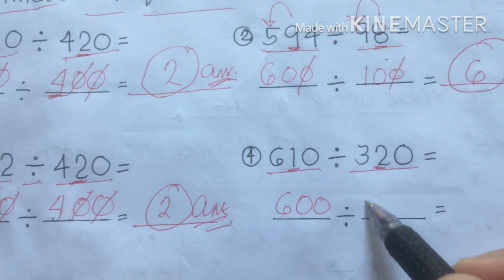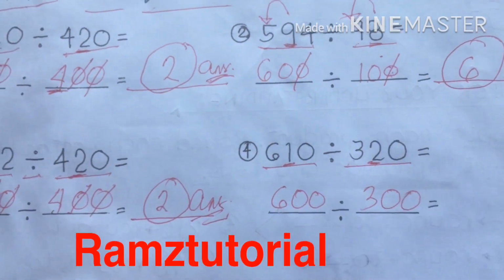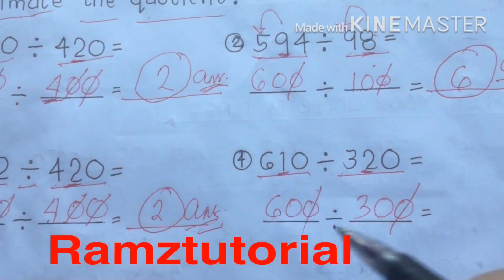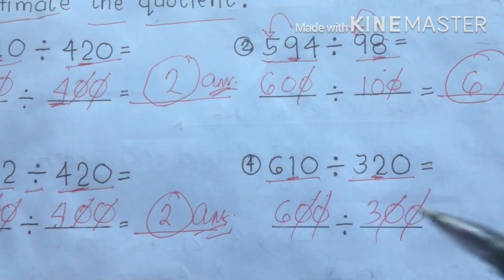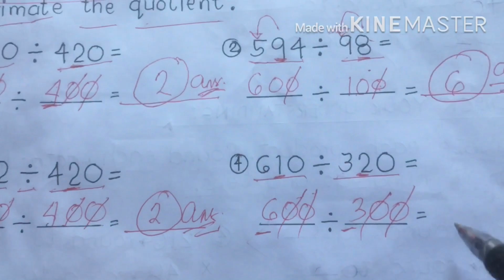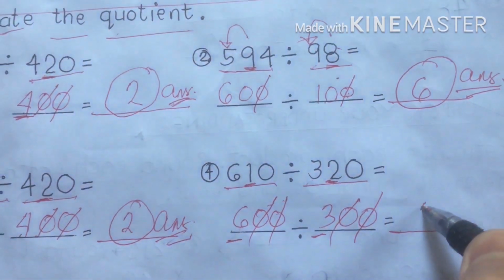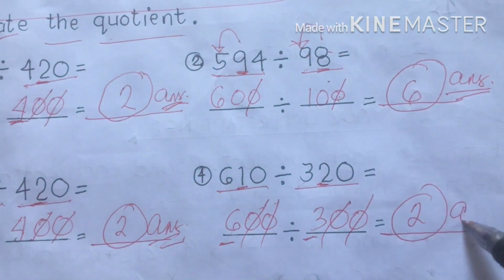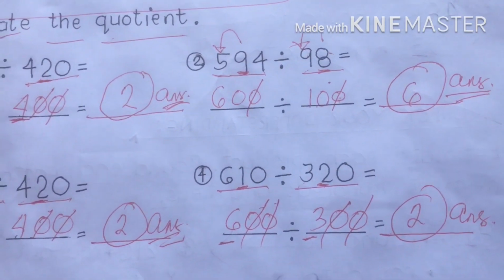Number 4. 610 divide 320. Since 1 is rounding down, automatically 600. 2 is rounding down, so automatically 300. Now cross it out. 6 divide 3, so how many 3 in 6? So we have here 2 as our answer.